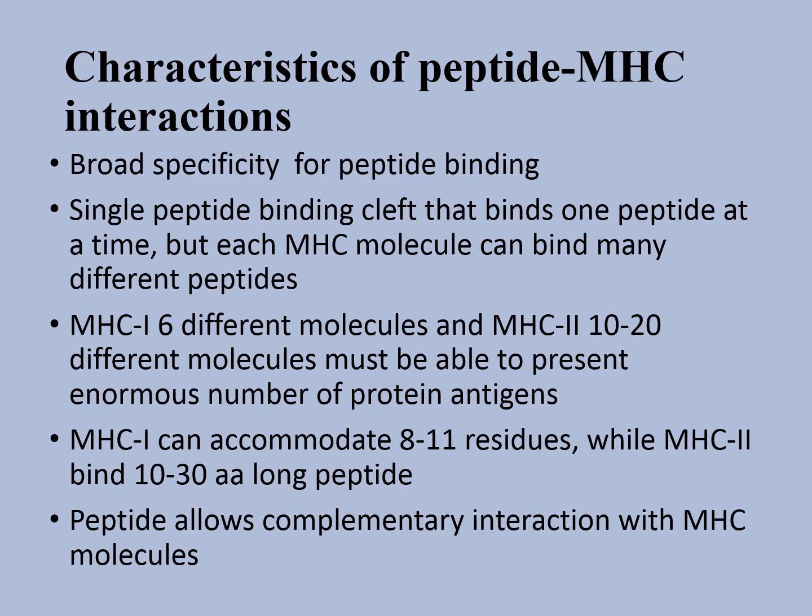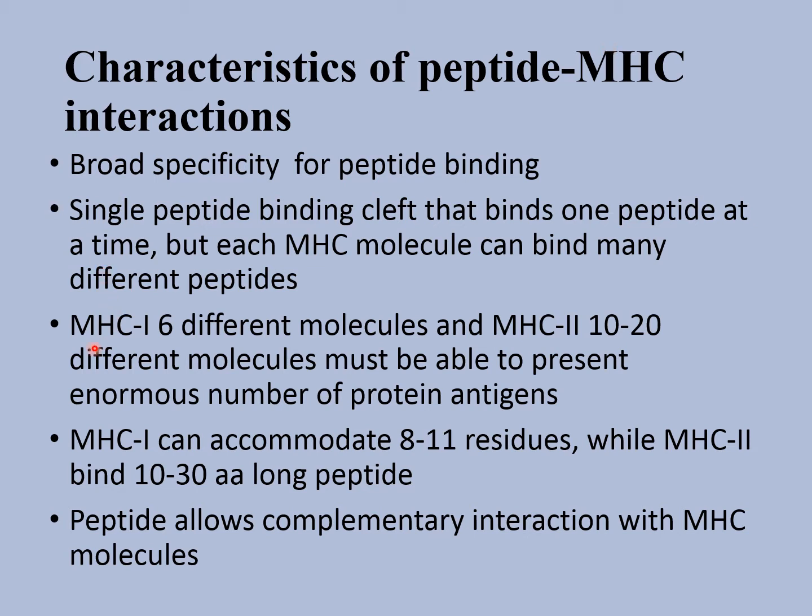Now let us look at the characteristics of peptide MHC interaction. The MHC molecules show a broad specificity for peptide binding, in contrast to the fine specificity of antigen receptor. Each MHC has a single peptide binding cleft that binds one peptide at a time. But each MHC molecule can bind many different peptides. That is, the binding is degenerate.